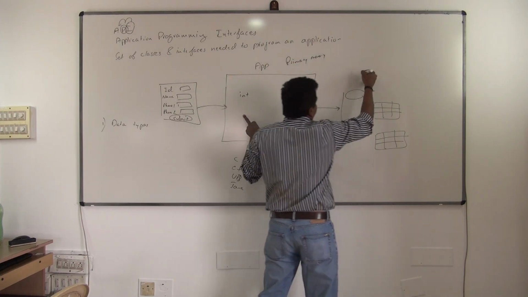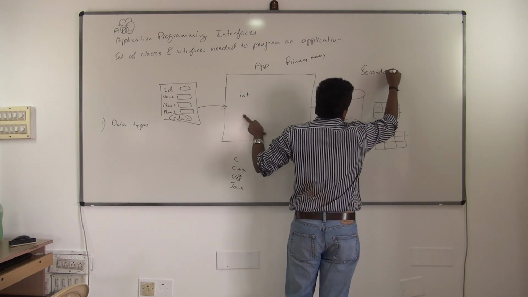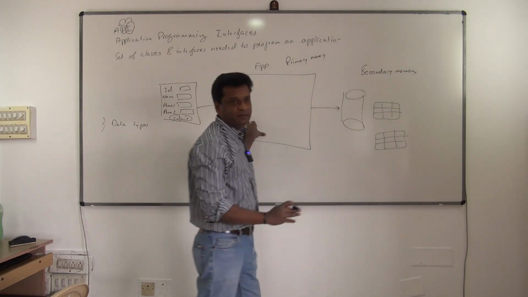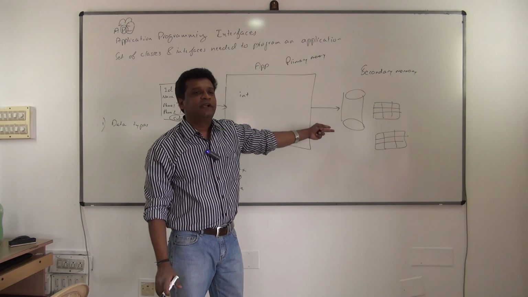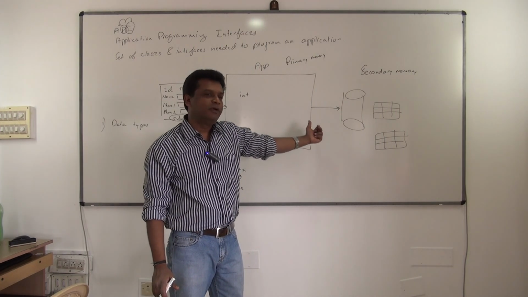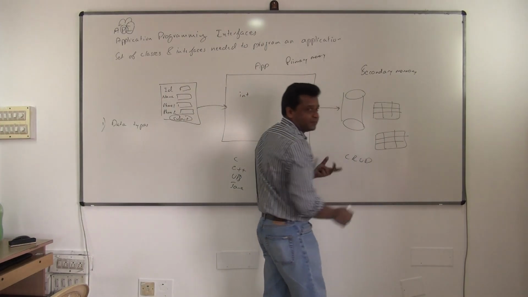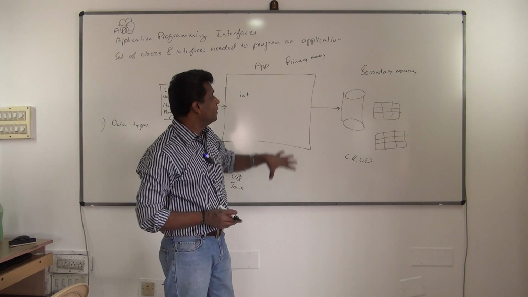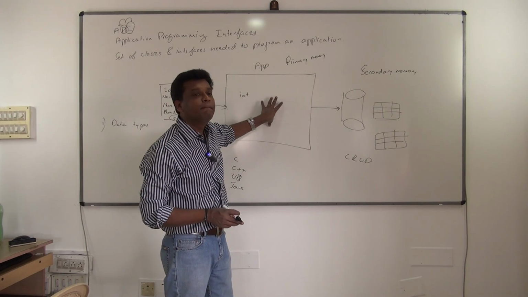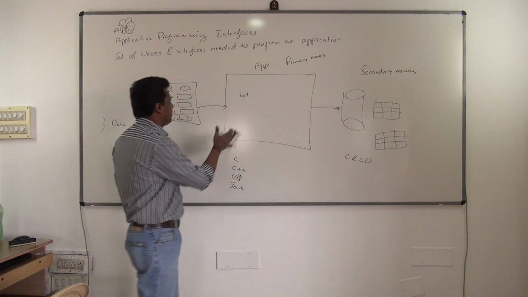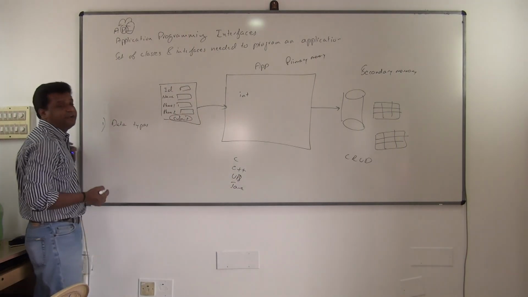This is primary memory and the database is secondary memory. That itself is a different subject. How you store data in a database and remove values from a database, meaning how you do CRUD operations, is a different subject. But the same thing we want to do in primary memory now. You want to store values there. So to store values in primary memory, the language supports you with data types.